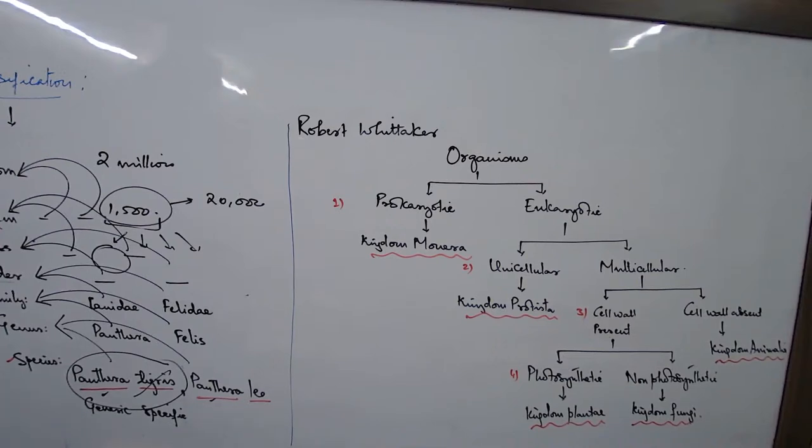Underline the definition of kingdom also. Find out the definition of kingdom also. Largest division of classification, or largest division of living organisms.